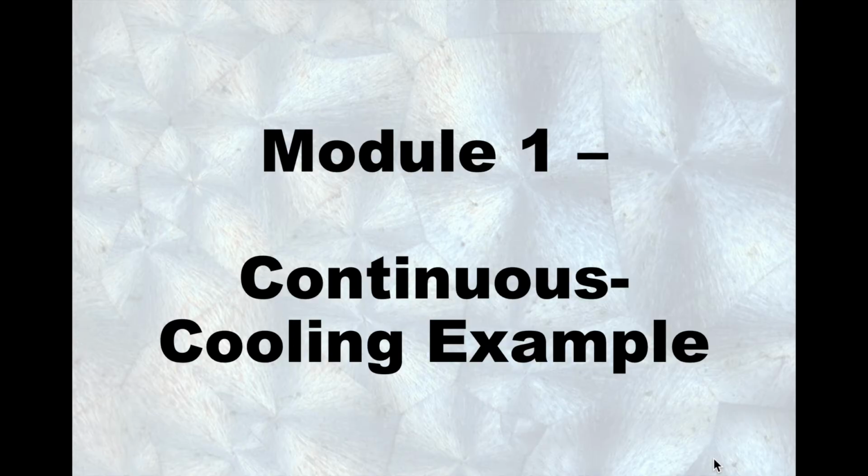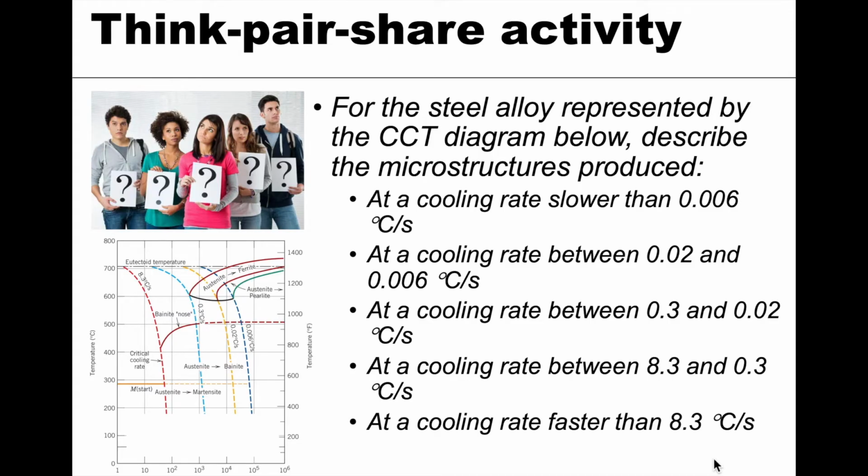All right, so in this module, we're going to go over an example of these continuous cooling diagrams. What we're going to look at is a steel alloy represented by the continuous cooling transformation, or CCT diagram shown here. And what you're going to do is describe the microstructures provided at the following cooling rates.